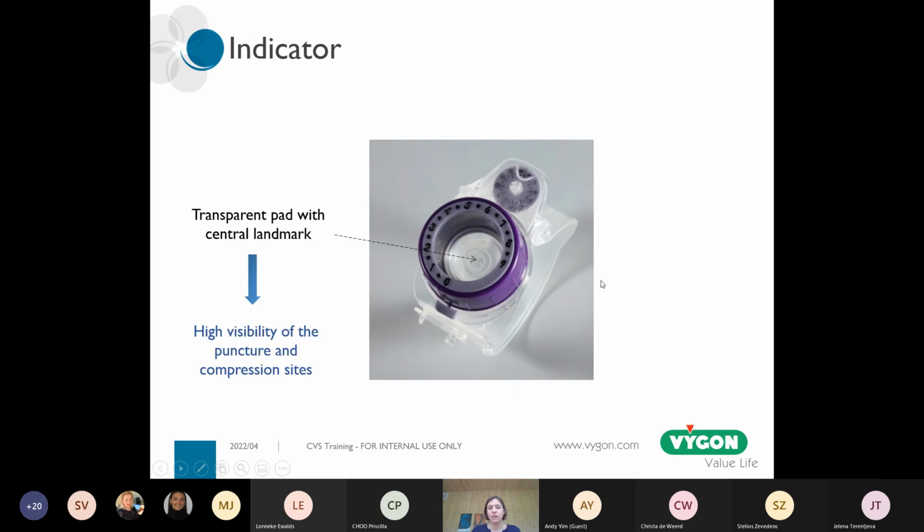Regarding the indicator, you have here the transparent pad with the central landmark, and you have a high visibility because it's transparent. You have a high visibility of the puncture and compression site. You have here a time indicator to indicate the beginning of the compression, so the patient follow-up is facilitated.